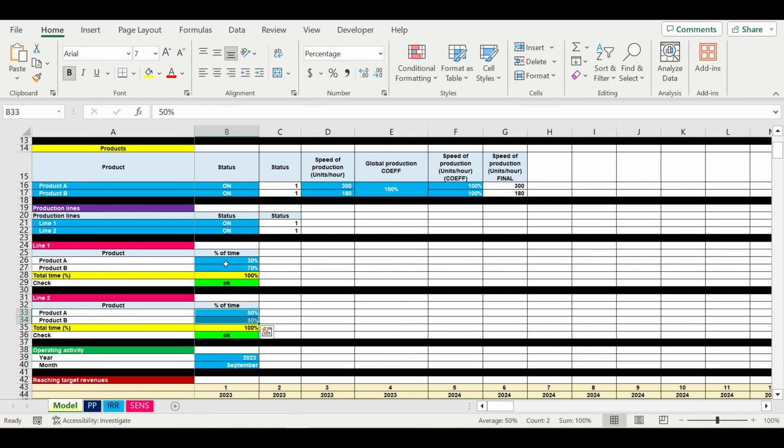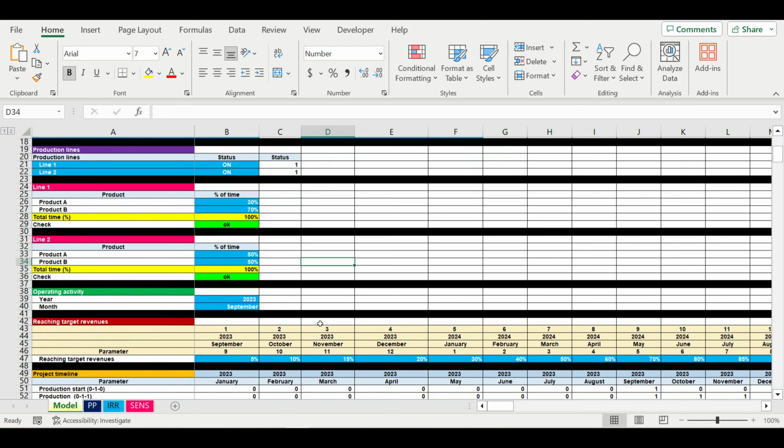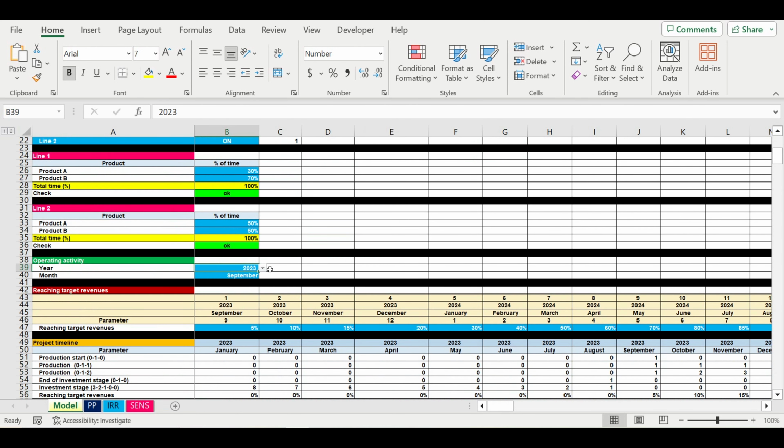In order to calculate an accurate manufacturing plan in units, we need to move to time allocation. Here, we allocate the 100% of manufacturing time between the products for each manufacturing line. When all this is done, we create a new block of inputs where we set up the month and year when our project gives us the first revenues.